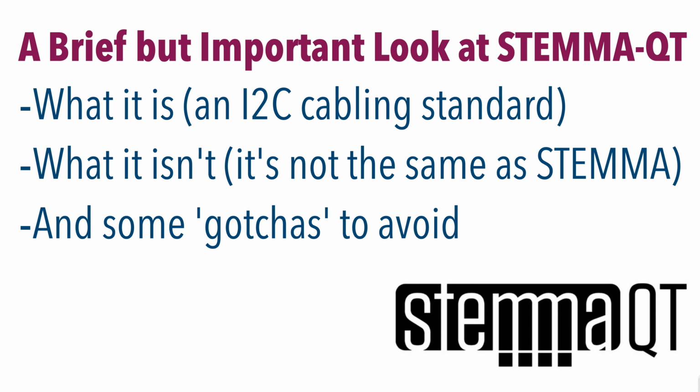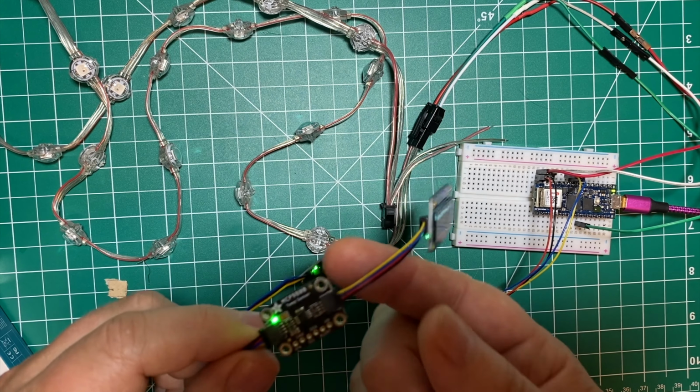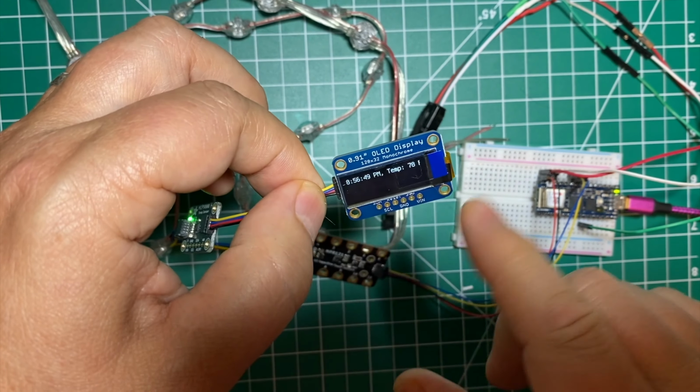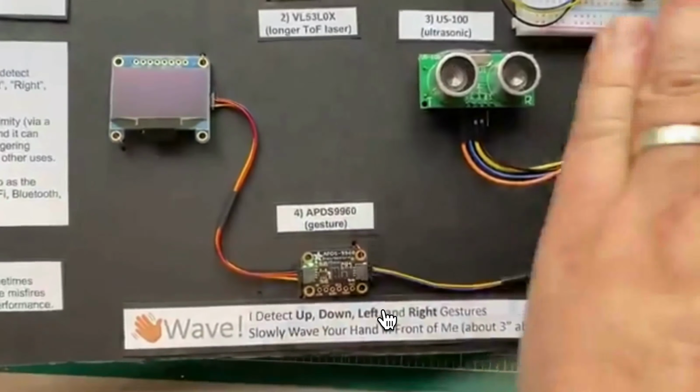And it's worth taking a little bit of time to talk about STEMMA-QT because this is a really useful standard, but there are a few things about it that can be confusing. Now, this is a really easy to use connection scheme that will allow you to simply plug in devices to the board using a standard connection cable. Now, in these videos and in my class, we're going to be using STEMMA-QT to add things like a temperature sensor, a 12-pad capacitive touch sensor, and a gesture and proximity sensor.